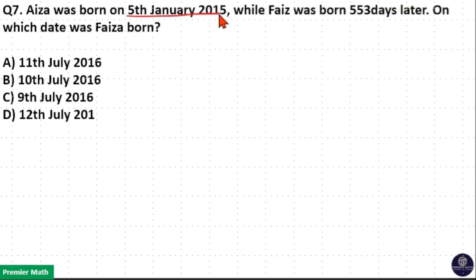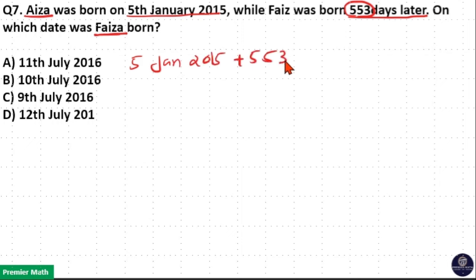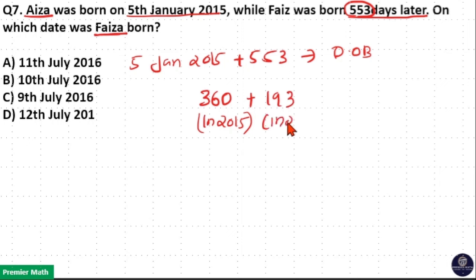Asa was born on 5th January 2015, while Faiz was born 553 days later. On which date was Faiz born? The difference between the dates of birth of Faiz and Asa is 553 days. Same kind of question, that is 5th January 2015 plus 553 days is the date of birth here. Here 2015 has 365 days, out of which 5 days are already gone. So out of these 553 days, 360 days are in 2015, that is 365 minus 5 is 360 days. And the remaining 553 minus 360 is 193. The remaining 193 days are in 2016. So this is the date of birth.